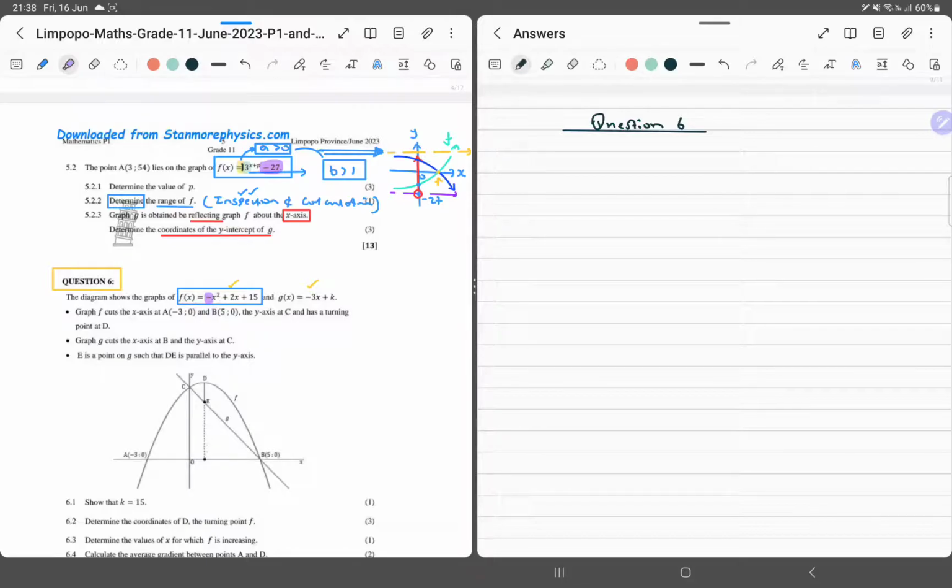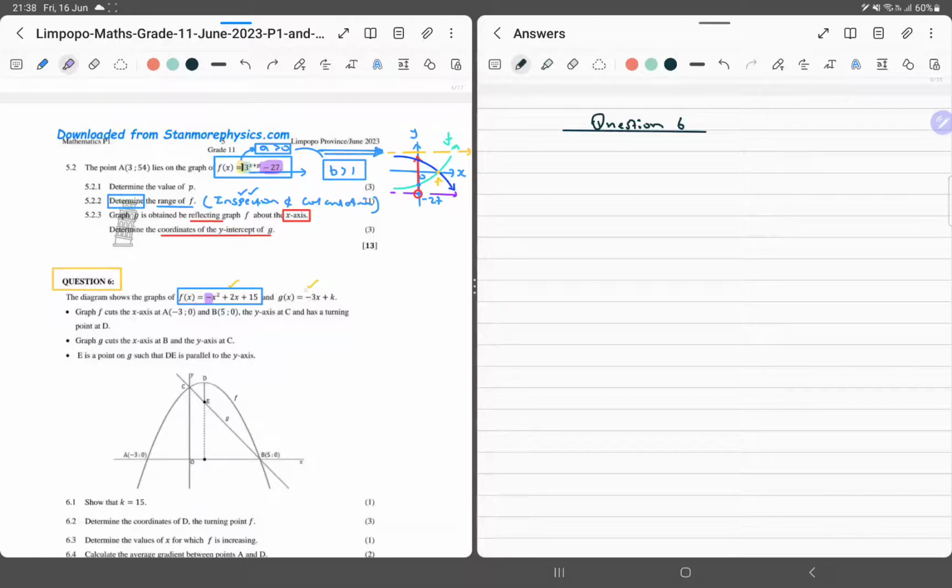And is it not so? There is the axis of symmetry. So that is true. Then the y-intercept is the constant term, plus 15. Can you see the y-intercept is positive right there? So essentially what we see here is definitely that graph. Okay, that's a quick method.